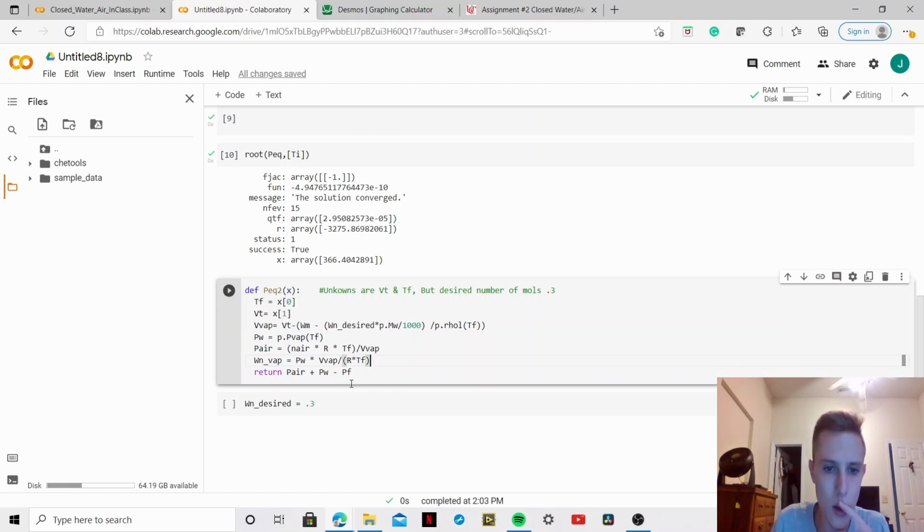I think that's everything here. So something important to notice here: when we are solving, we have 2 unknowns. We want to make sure we have the same number of equations that we are trying to set to 0 and find the roots for.